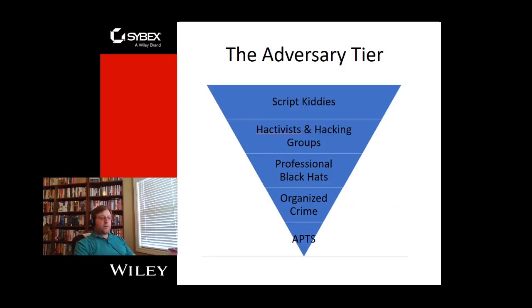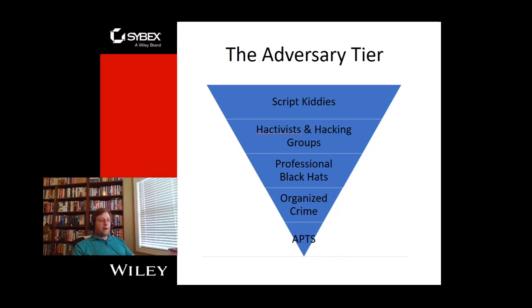Something else that's worth noting here is what the book terms the adversary tier. This illustrates a couple things. First of all, it gives you an idea of which of these things is most likely to be common and which of them is likely to be a larger problem. So if you read this from top to bottom, you're increasing the danger with each one of these groups. At the same time, you're decreasing the probability that you're going to have to deal with them.